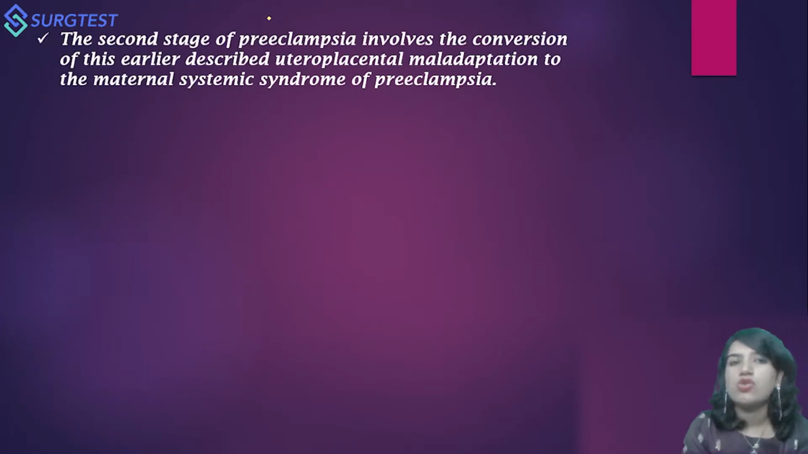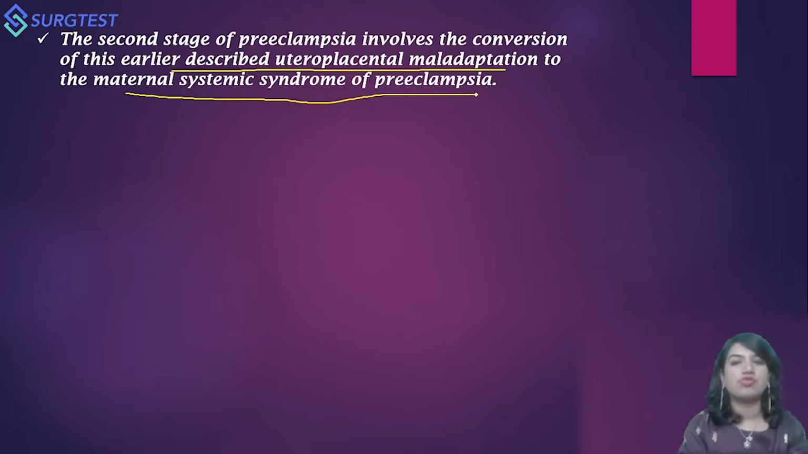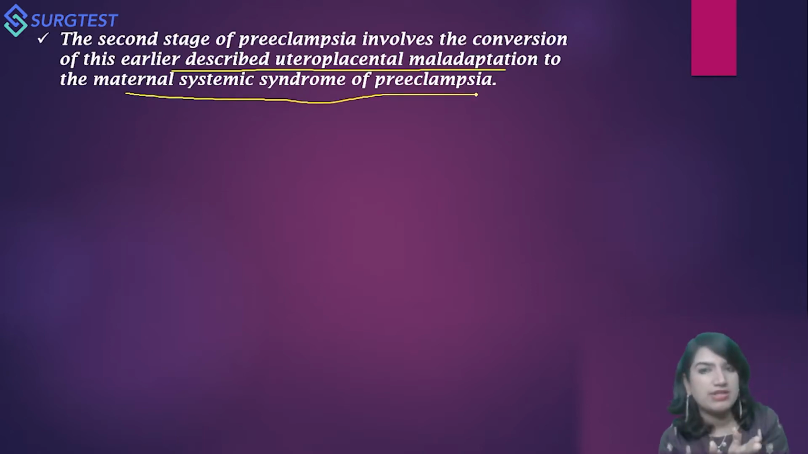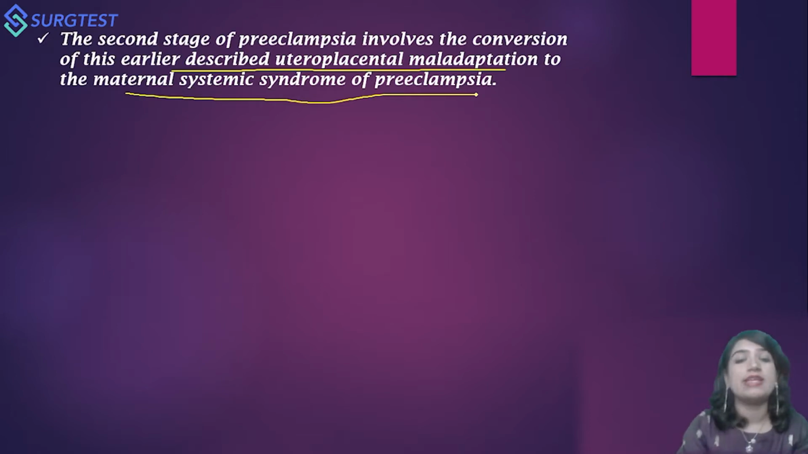The second stage of this two-stage disorder hypothesis involves the conversion of the earlier described uteroplacental maladaptation to the maternal systemic syndrome of preeclampsia. I told you preeclampsia is a widespread disease. It is not only the fetus which is affected, not only the placenta which is affected, but instead all the systems of the mother are affected as well.